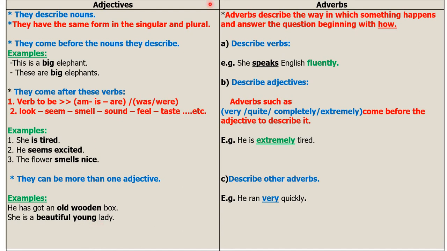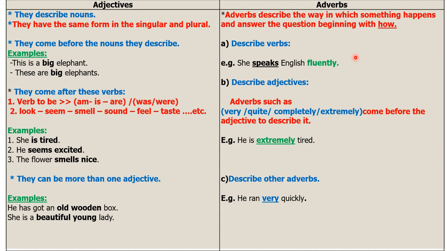Okay, moving to the adverbs. As we said before, adverbs describe the way in which something happens or describe the verb, and answer the question beginning with how. Okay, we will understand better when we read the examples. They describe verbs. She speaks English fluently. So how does she speak English? She speaks English fluently. So it answered the question that started with how.